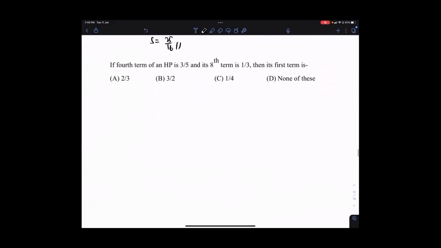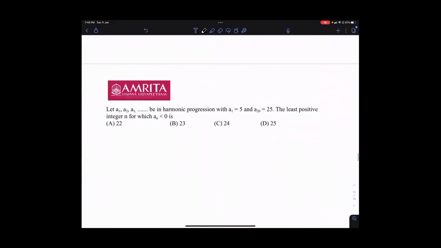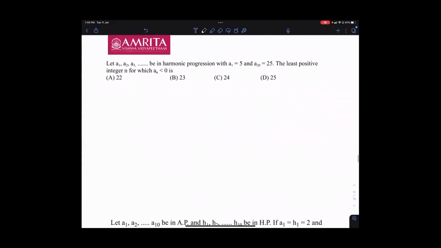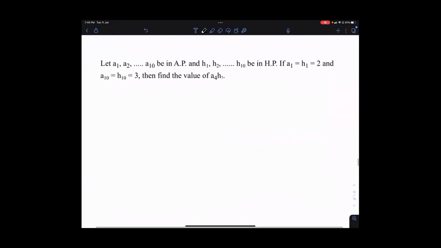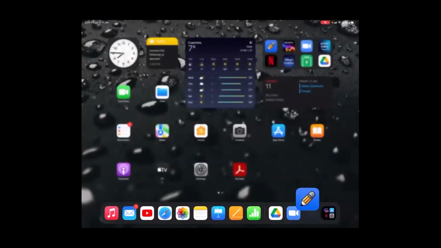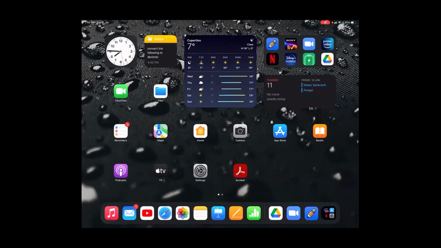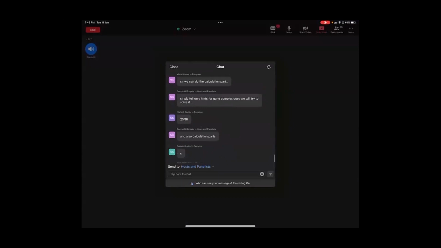The next one is based on the nth term of HP. Easy question, guys. If you just revise the HP, I'm leaving some questions which you can do yourself. Even the next one is easy only. Yeah, this is an interesting one, and very important, guys. Let me just check the chat box.